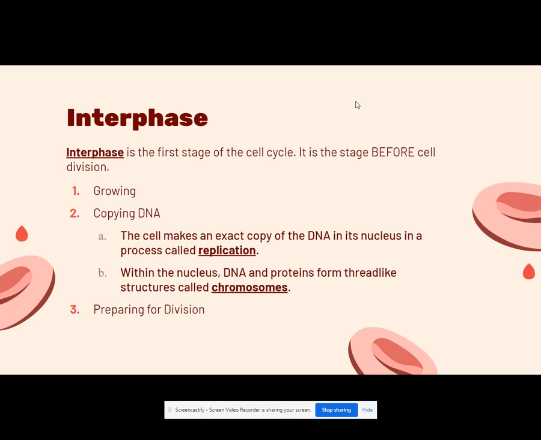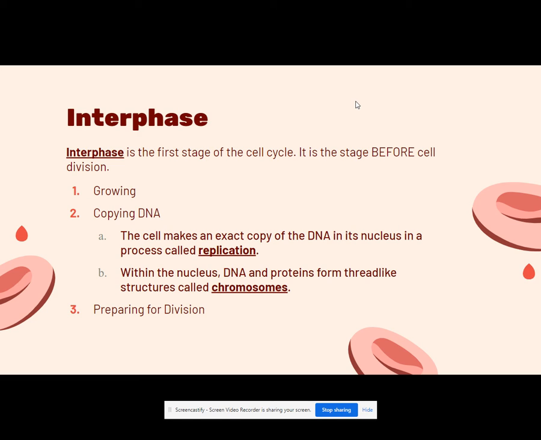Early during interphase, a cell grows to its full size and produces the organelles it needs. For example, plant cells make more chloroplasts, and all cells make more ribosomes and mitochondria. Cells also make more enzymes, substances that speed up chemical reactions in living things. Next, the cell makes an exact copy of the DNA in its nucleus in a process called replication.